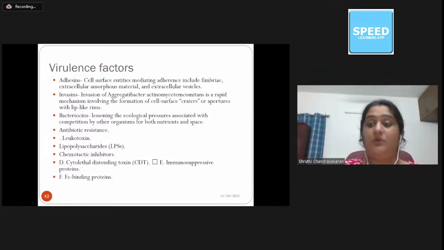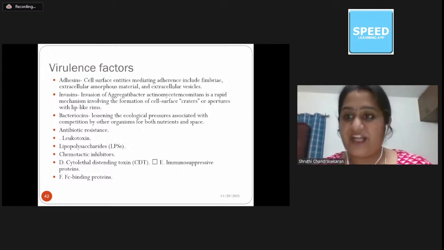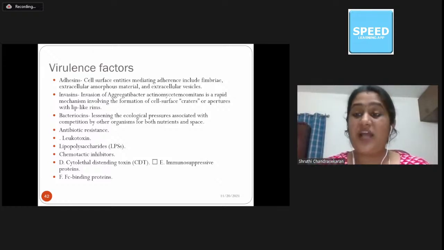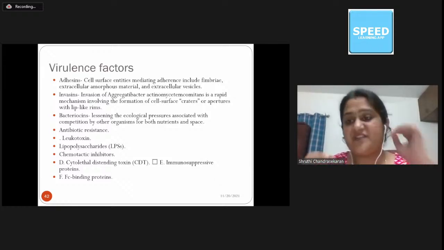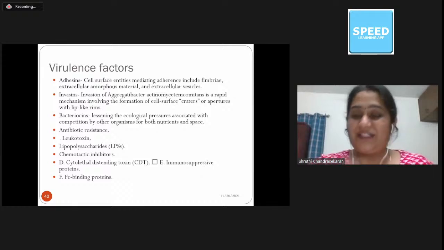It also has some amount of antibiotic resistance. It also releases leukotoxin. The key characteristic feature of Aggregatibacter is the presence of leukotoxin, which will be able to degrade the immune cells. Apart from that, it also has lipopolysaccharides for adhesion. It also has certain chemotactic inhibitors. It also has a cytolethal distending toxin, which means it will have a cytotoxic effect on the neutrophils. It also has immunosuppressive proteins and Fc binding proteins. Fc is a portion of the antibody. So this Fc binding protein will go and attach itself to the antibody and prevent its function in the humoral immune system.